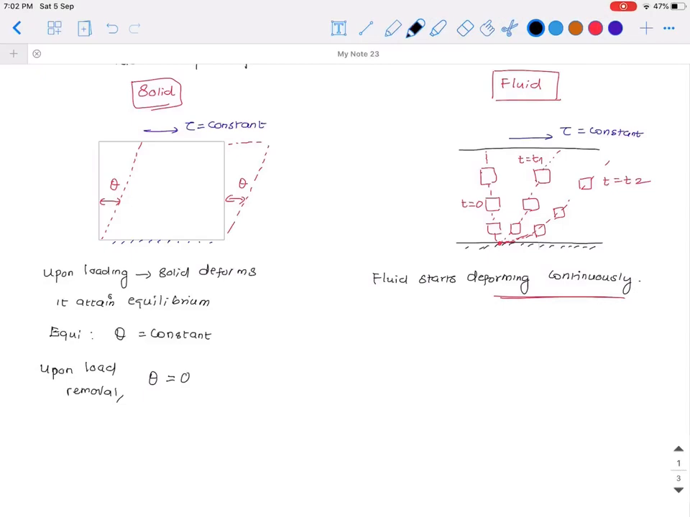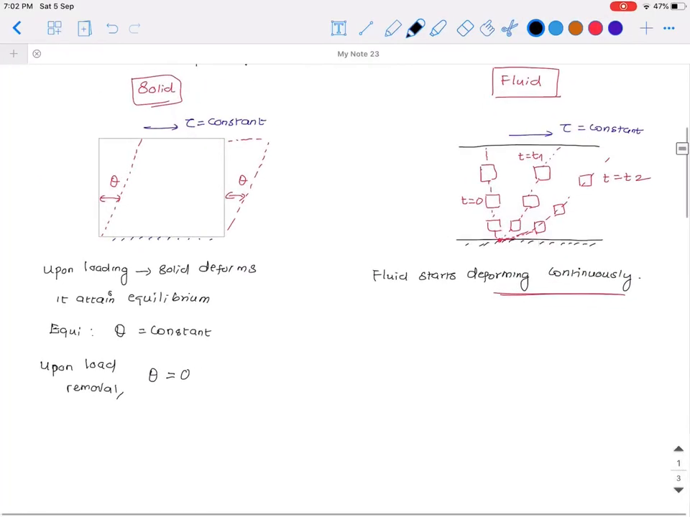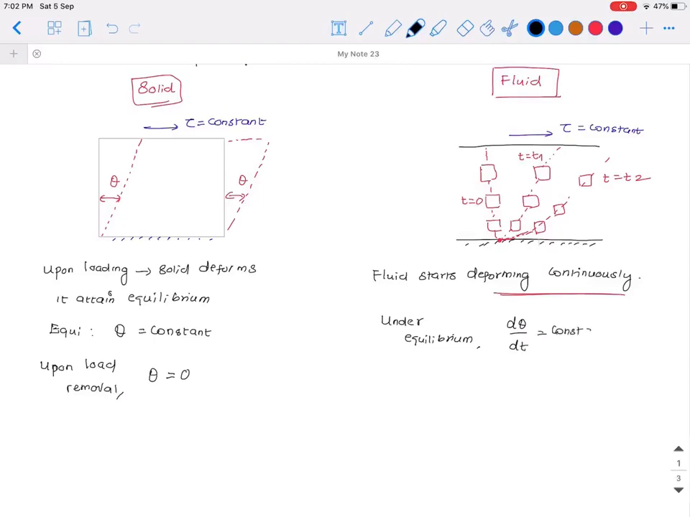Okay, under equilibrium, what would happen? Any guess? Okay, in solid, under equilibrium, the deformation becomes constant, or strain becomes constant, but under equilibrium here, the rate at which the deformation happens becomes a constant. It is not the deformation itself that is a constant for a fluid, but the rate at which the deformation happens becomes a constant.